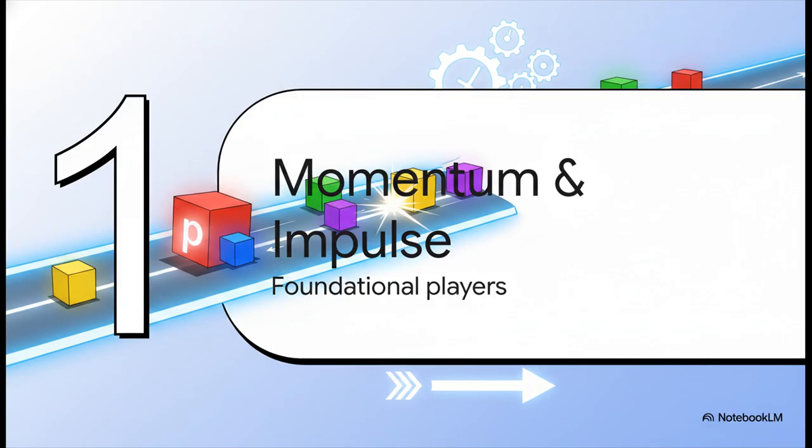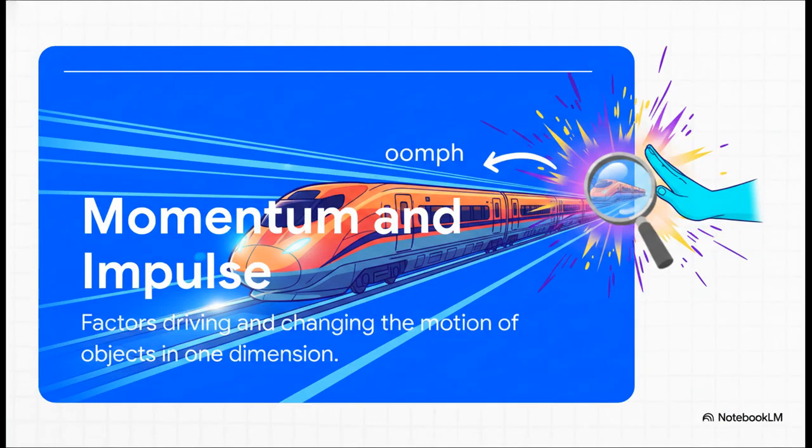So, to really wrap our heads around this without getting overwhelmed, I want you to imagine everything happening on a totally straight, single-lane track. Now, on the straight track, we've got two main forces driving the action, momentum and impulse. Think of momentum as the actual oomph an object has while it's moving. It's the pure state of its motion. And impulse is the catalyst. It's the thing that comes in and actually changes that momentum. They're kind of a dynamic duo. Momentum is the ongoing state, and impulse is the mechanism of change.